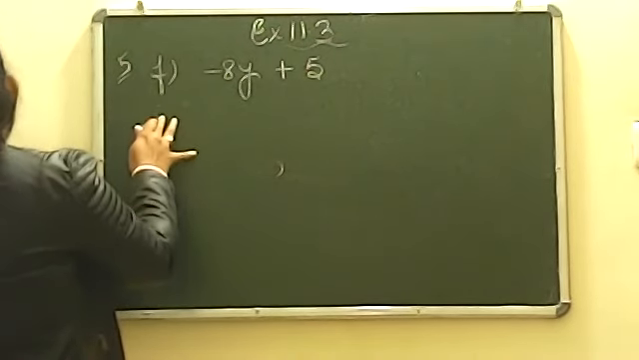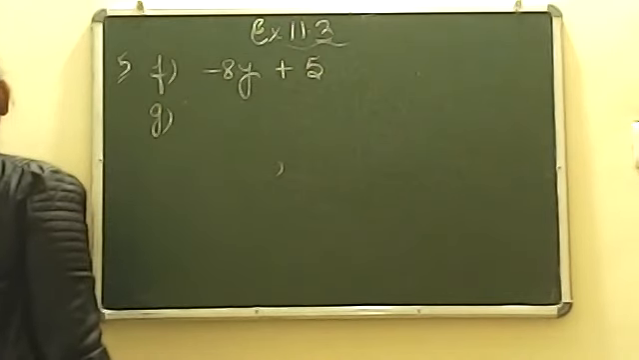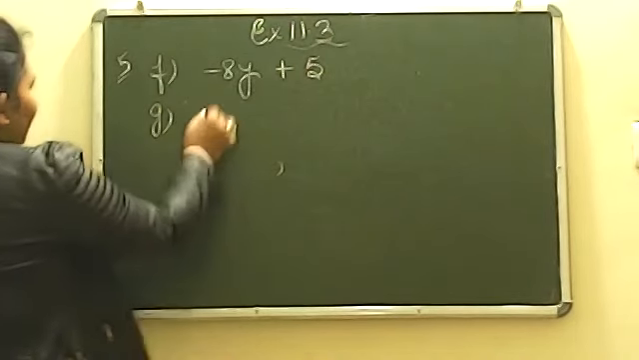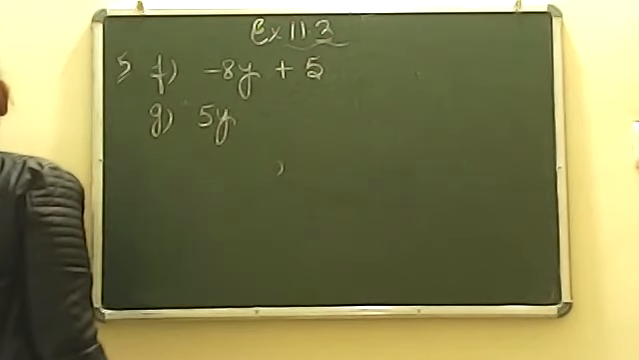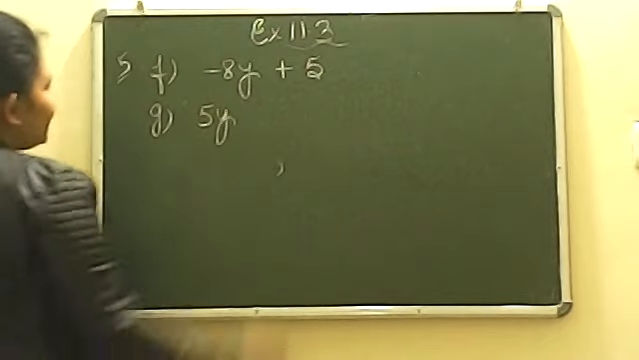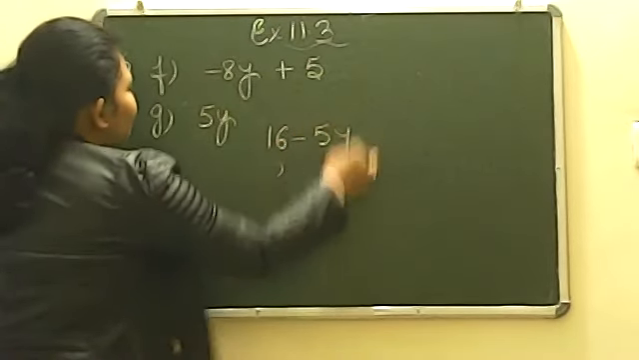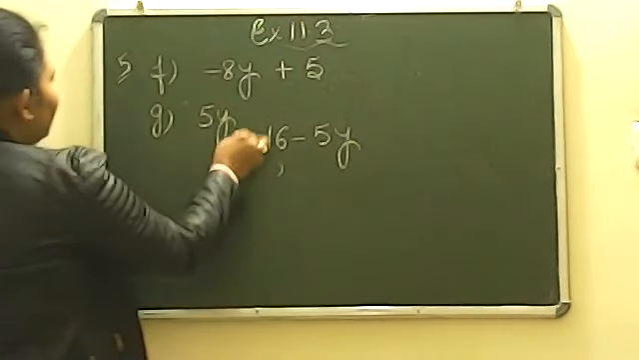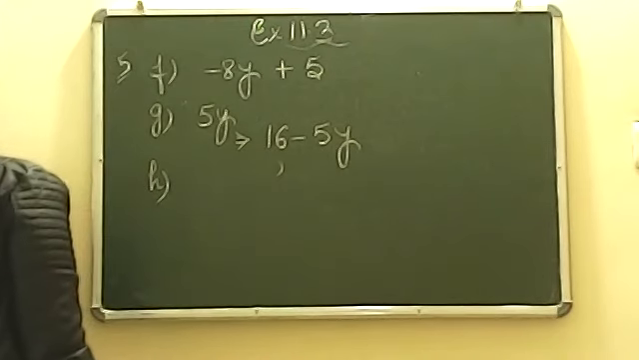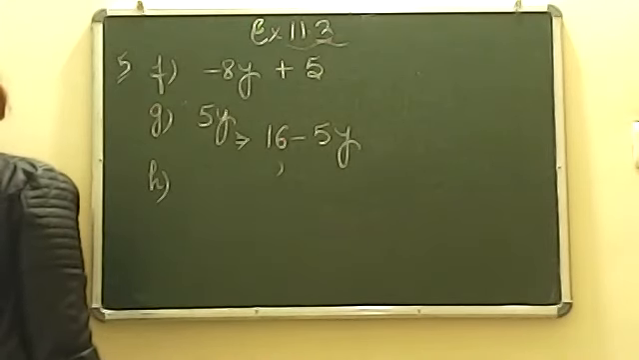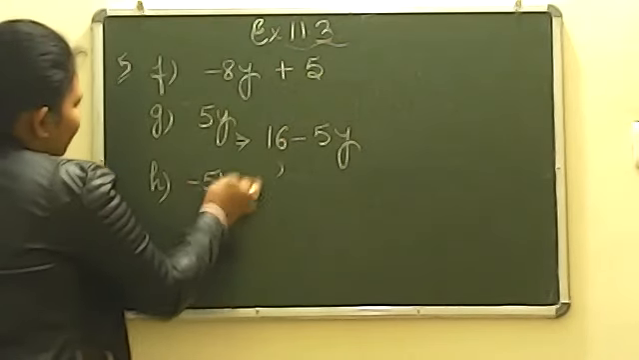F के बाद we have G now. In question number G, y is multiplied by 5, मतलब 5y. And then the result is subtracted from 16. So it means the next step would be 16 minus 5y according to our question. Now question number H. H is telling y is multiplied by minus 5. So this time minus 5y.